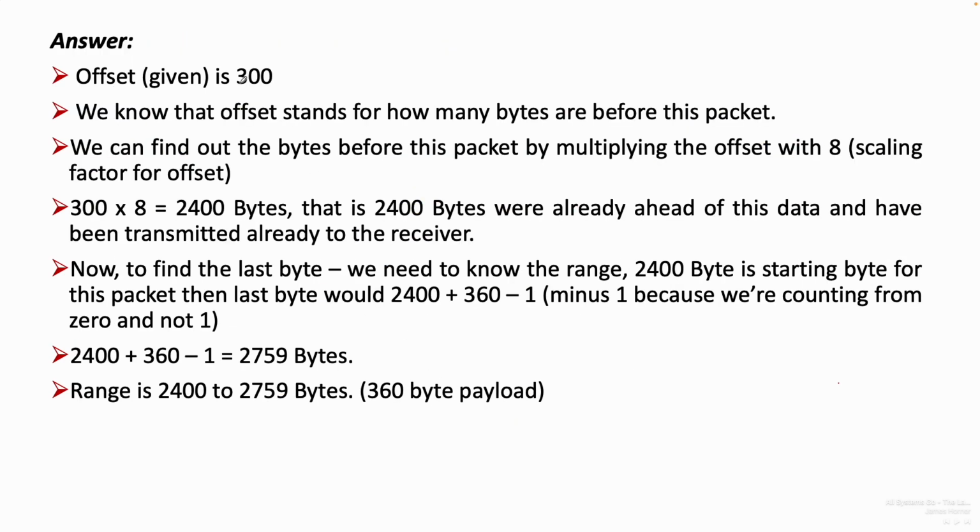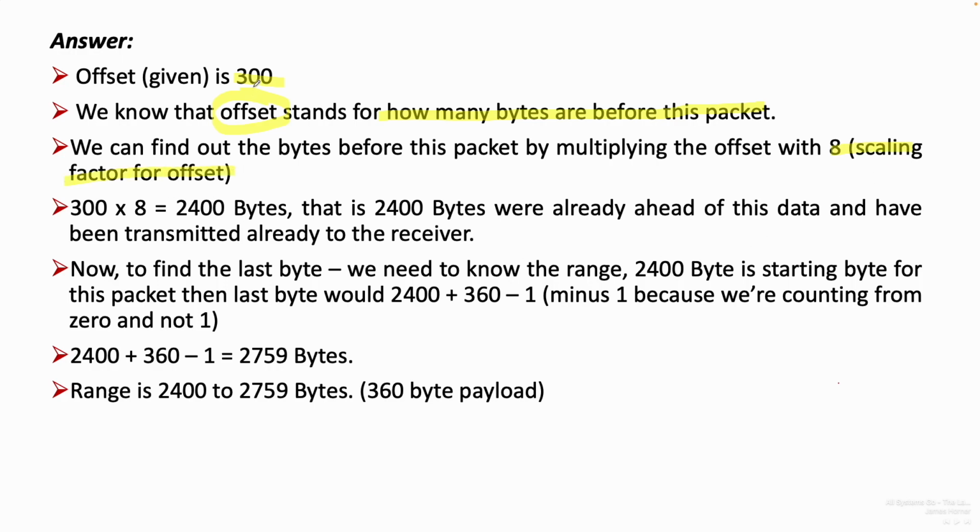Now let's see, offset is given as 300 in the question. We know that offset stands for how many bytes are before this packet, right? So I am sending data one by one. So how many bytes I have already sent to the receiver, that information is given with the help of offset. So we can find out the bytes before this packet by multiplying the offset with 8. What is 8 here? Scaling factor.